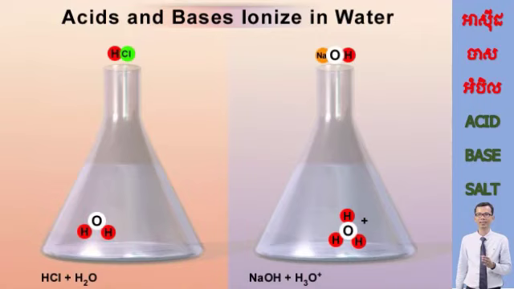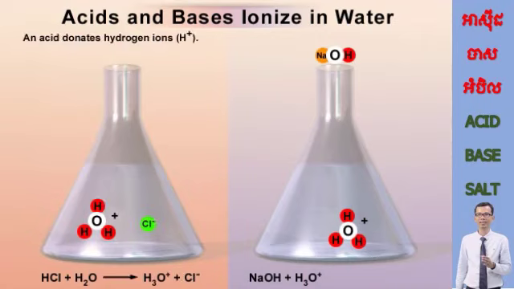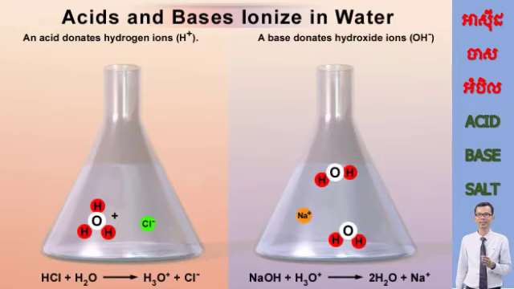When compounds such as hydrochloric acid ionize in solution, protons are released. These compounds are known as acids. Most bases ionize in solution to release hydroxide ions. Hydroxide ions strongly attract protons. Therefore, bases are considered proton acceptors.